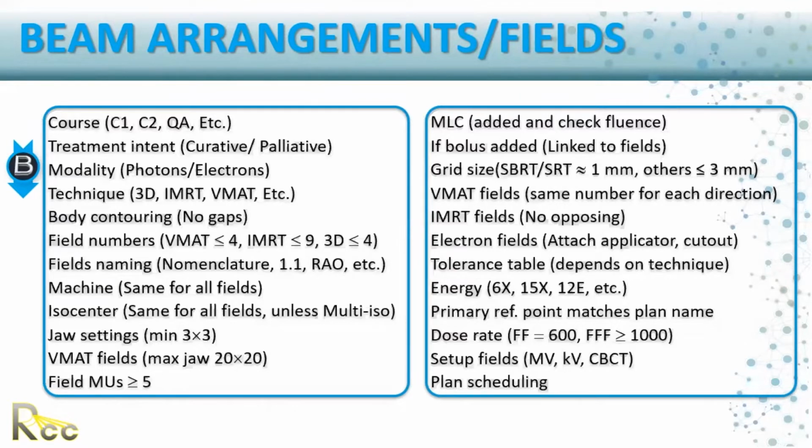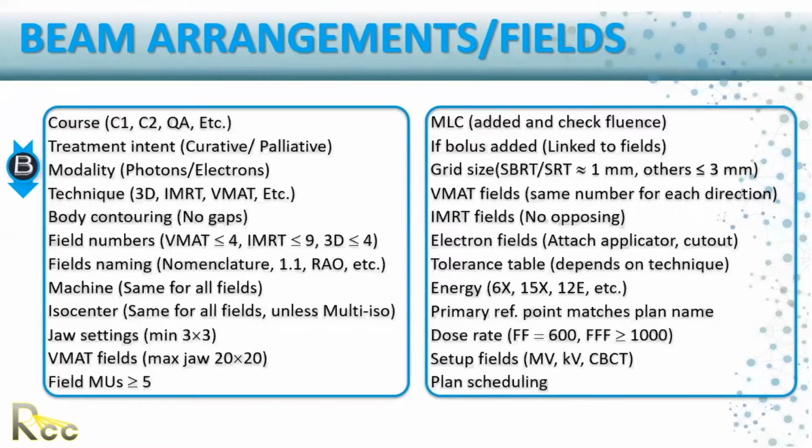So right anterior oblique, 1.1, and so on. It's good that you have some standardization. It will be easy for your colleagues to follow up what you have done. Machine, they should be the same for all fields. You cannot have, let's say, 2 machines and every field from a different machine. Isocenter, it should be the same for all fields unless you are using a multi-isocenter.